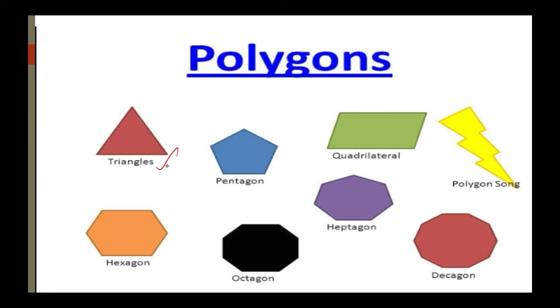This is a simple closed figure. Hexagon, pentagon, quadrilateral, heptagon, decagon. They all have line segments. This is a line segment, this is a line segment, this is a line segment. And they are all closed. This is also a polygon. Even though we didn't name it, this is also a polygon, because it has line segments and it is also closed.